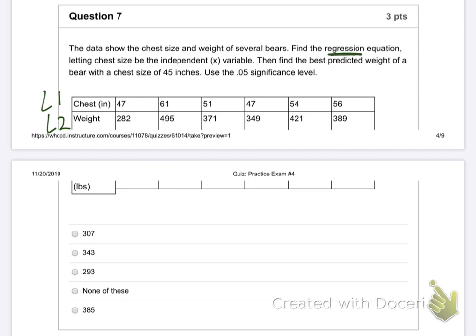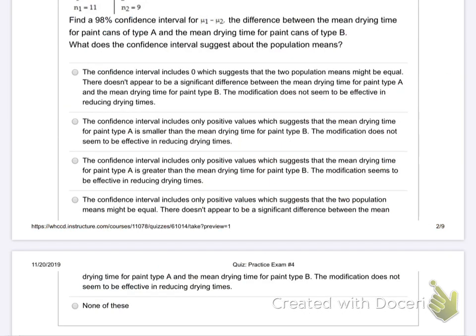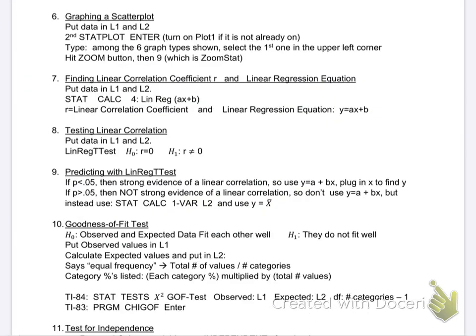Regression, whenever they say regression, you know you're going to do a linear regression t-test. That's all we ever do for that. So put it in L1, L2, and do a linear regression t-test. So go to linear regression t-test. Yeah, so if we look on the exam 4 notes.